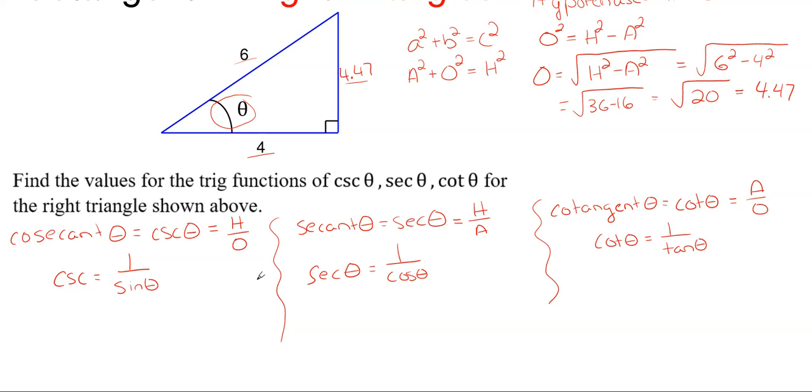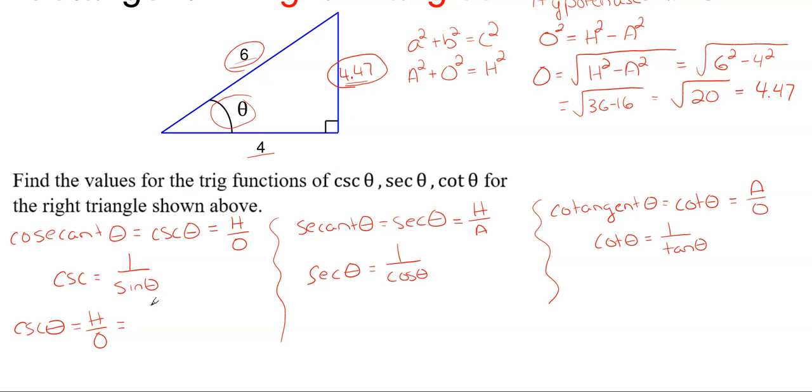So let's go ahead and find out what each of these in terms of the angle are equal to for this particular triangle. So looking at the cosecant, well, the cosecant of the angle theta is equal to the hypotenuse over the opposite side. Well, the hypotenuse is our 6 for this particular angle, and the opposite side is 4.47 because that is the side that is opposite the angle. The angle is not touching that side at all, so it is the opposite side.